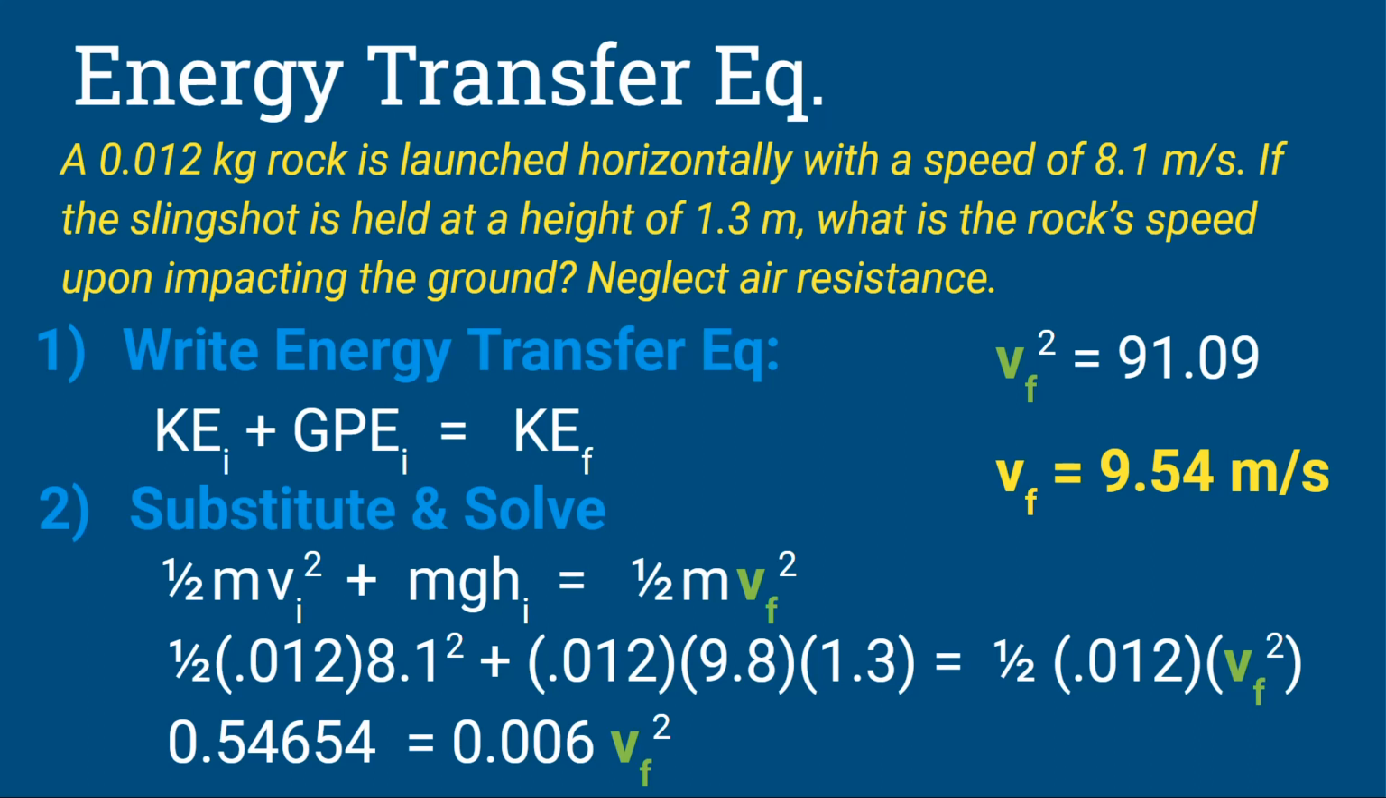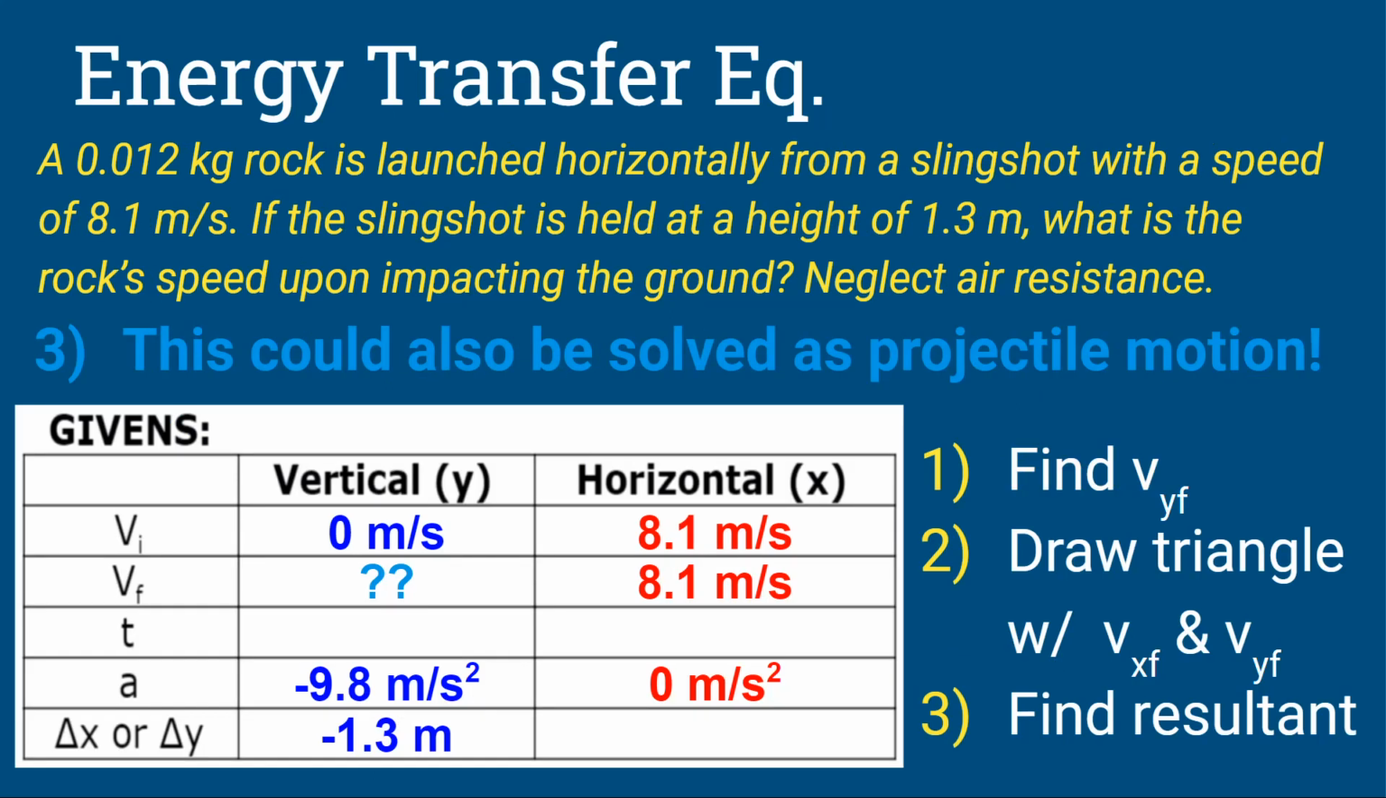A lot easier than solving it as a projectile motion problem, don't you think? Let me remind you what that looked like. Remember this? I could do this. Okay, if you want to do it this way, you can. You would need to identify your information. Again, it's a horizontal launch, so my vertical velocity would be 0 initially.